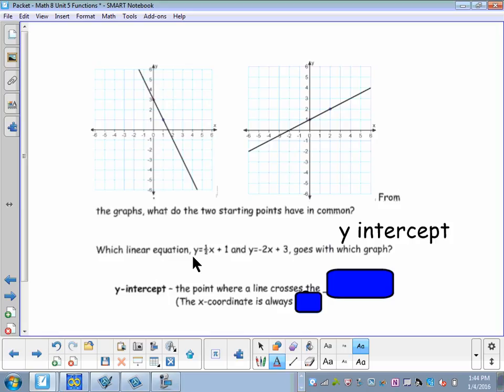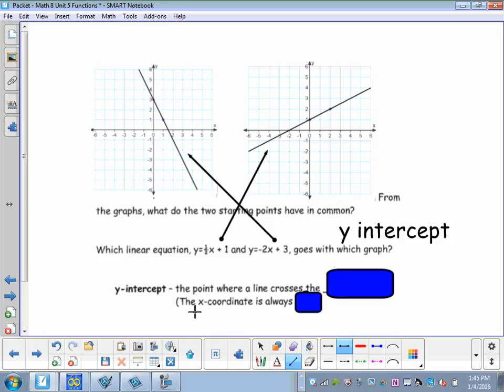Which linear equation, y equals 1/2 x plus 1, and y equals -2x plus 3, goes with which graph? Well, first if we look at 1/2 x, that's a positive slope. This has a negative slope. This has a positive slope. So we would know that this one, since the slope is positive, and this one, since the slope is negative. We'll also see here that this has a +1, and that's where it's touching the y-axis. Here it has a +3. That's where this one's touching that y-axis.